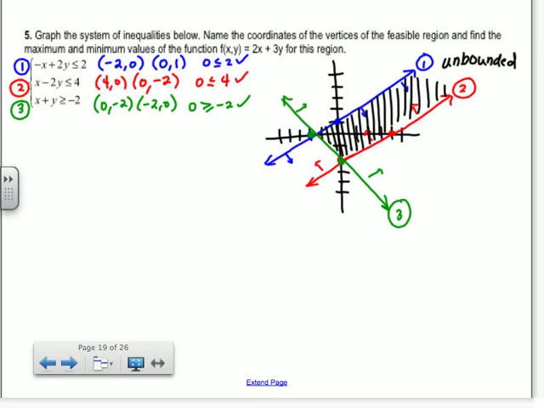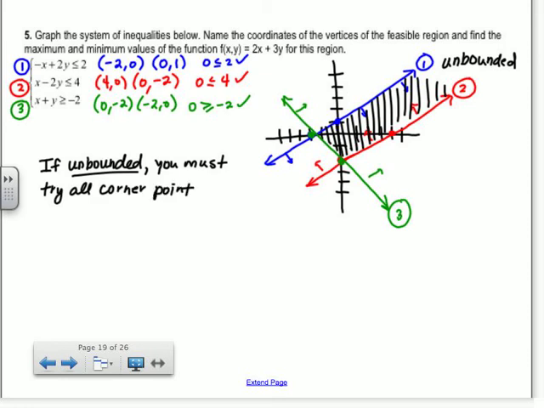All right, so if something is unbounded, this is important, guys. If unbounded, you must try all corner points and a point on the inside. Do you know what I mean by inside? Like in the shaded area. So a point on the inside, in your function.